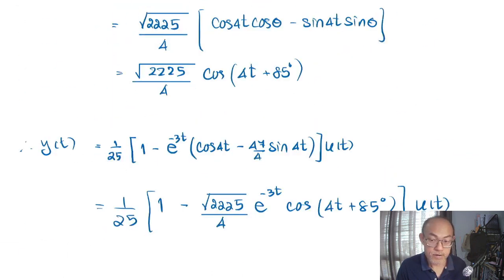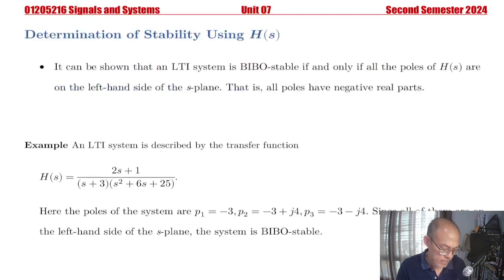Now the next topic would be the determination of the stability using the transfer function. It turns out that stability of an LTI system can be determined by looking at the transfer function. To be specific, by looking at the poles of the transfer function. Look at the poles, and you will be able to determine whether the LTI system is stable or not.